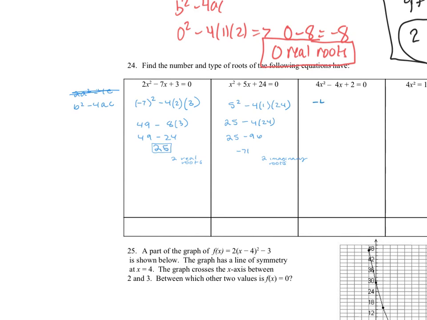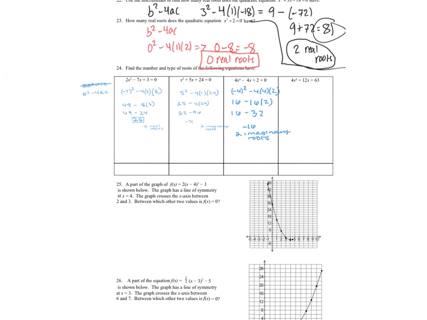You're gonna do -4 squared minus 4 times 4 times 2. It's gonna be 16 minus 16 times 2. It's gonna be -16. So 2 imaginary roots. And the last one over here.